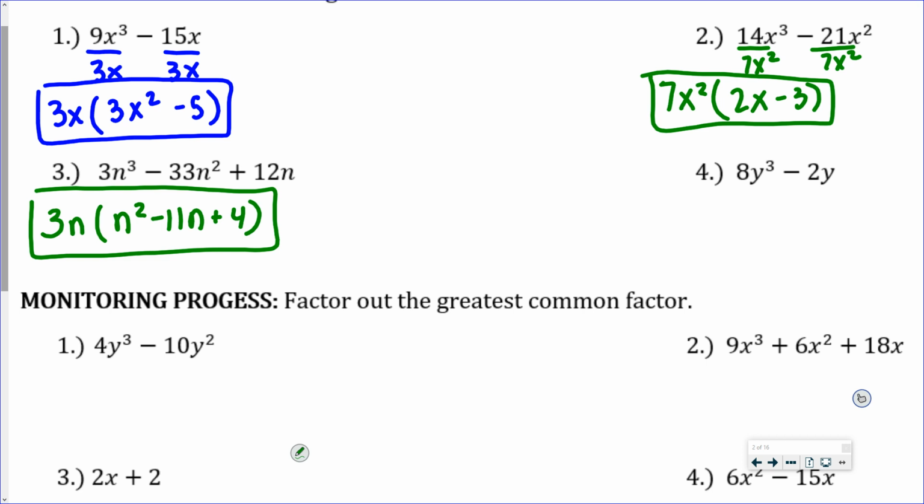Okay, starting off basic. So if this feels pretty easy, that's good. That's a great first step into our factoring journey. All right, ooh, good one. 8 and 2, what's the GCF? 2. How many y's could I factor out? 1.